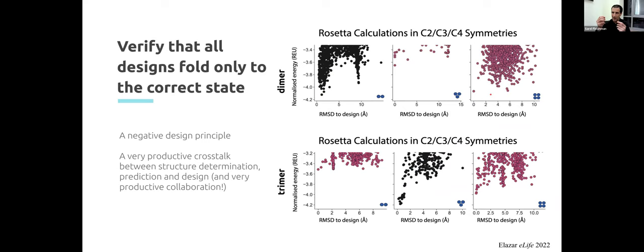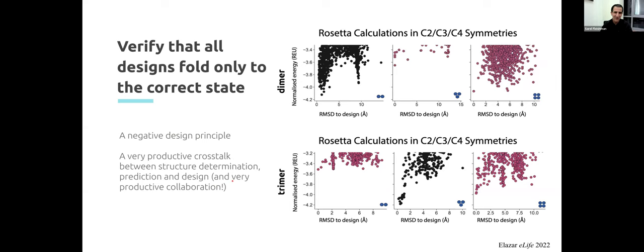And again, if we want to design a trimer, we'll get a highly funneled trimeric structure and no funnels for dimers and tetramers. So this was clearly a negative design principle and a very interesting one. It's interesting to note that this was a very productive crosstalk between structure determination from the Call lab, structure prediction and design from our lab, and also a very productive collaboration. So now we were finally successful.